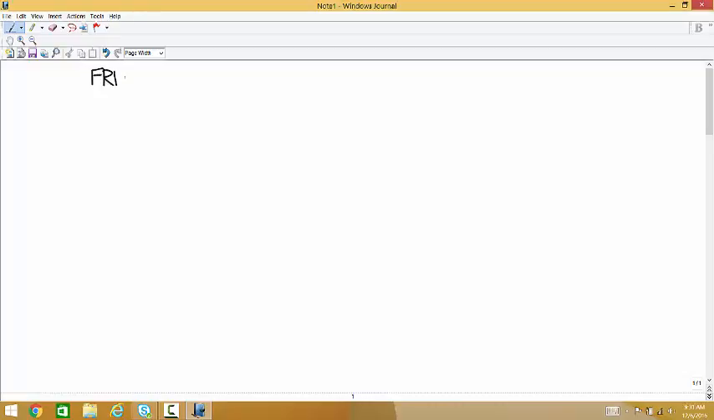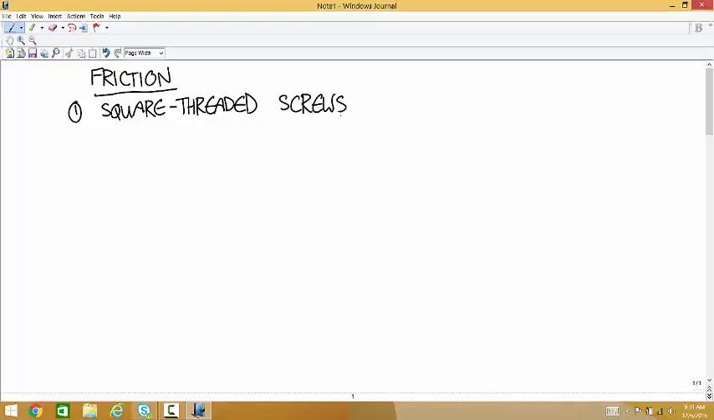So friction. We're going to do these categories: square threaded screws, belt friction, and two kinds of bearing friction.